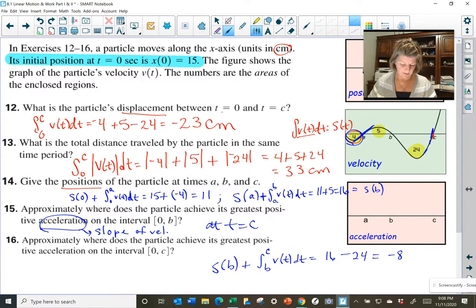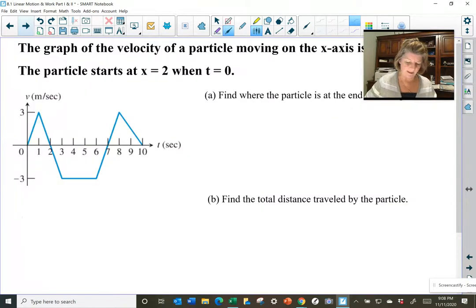Number 16. Approximately, where does the particle achieve its greatest positive acceleration? Oh, darn it, I didn't read this well enough. My answer was for 16, wasn't it? I got to go back. On 0 to B, this would be time frame A, just what I had written, right? Time frame A. This one is at time frame C when we expanded that interval to include 0 to C. All right, hopefully that makes some sense.